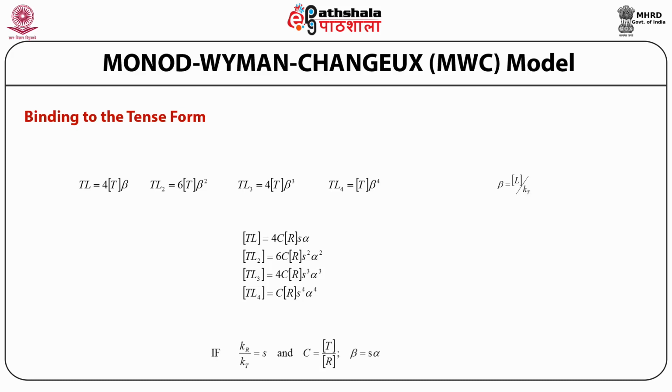Suppose KR by KT is equal to S and C is T by R, then we can write beta as S into alpha. If we do that, we can express TL, TL2, TL3 and TL4 in terms of the concentration of the relaxed form, S, alpha and C. And these are the 4 equations which give you TL, TL2, TL3 and TL4.